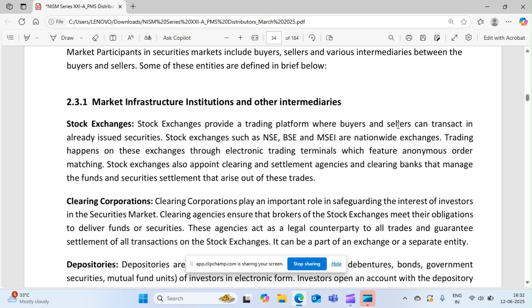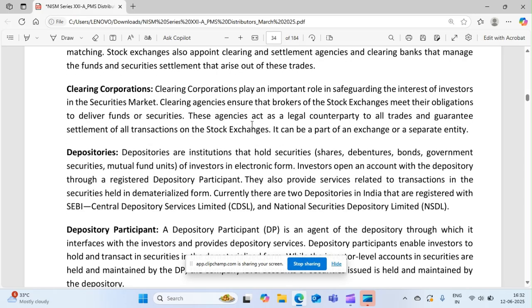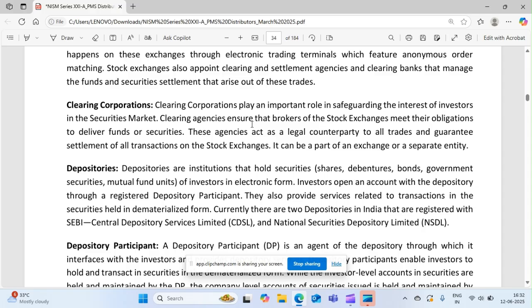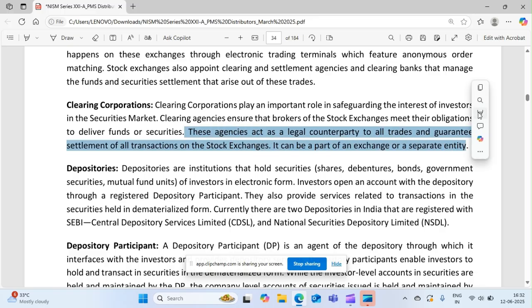Who are the market participants? Many. Stock exchanges. What do they do? We know. Stock exchanges are the place where securities are traded. Clearing corporation. What do they do? They are legal counterparty to all the trades. This is their job, right? And it can be part of exchange or a separate entity. Both are possible. Do not forget this.